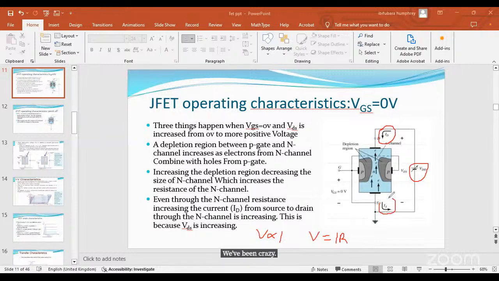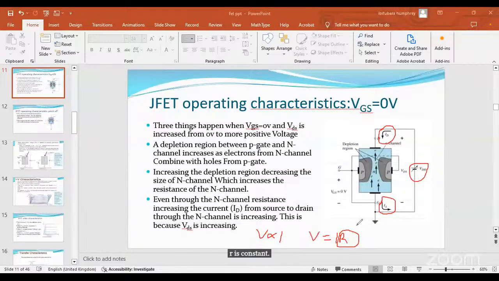IS and ID are the same. Don't make the mistake of thinking they are different. It's just one channel. They are the same. ID flows, when it gets to IS, it goes out and continues. So V increases, I increases, meaning R is constant. The channel is open. R is constant.